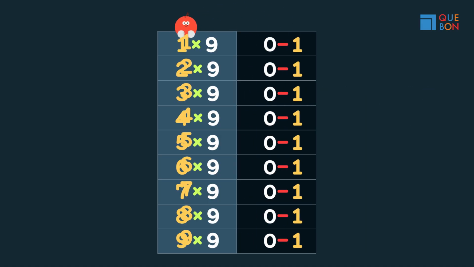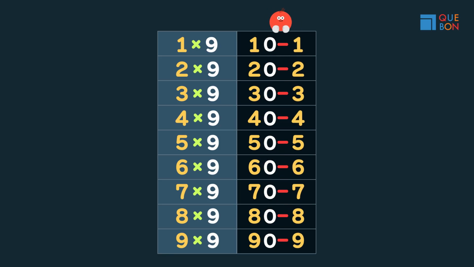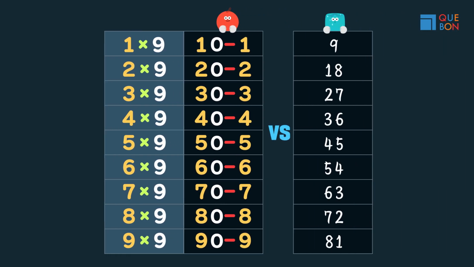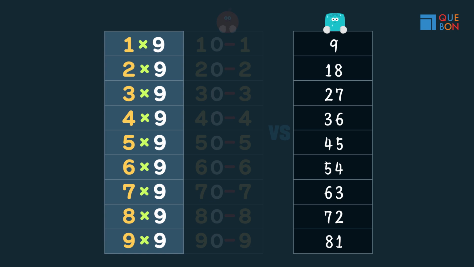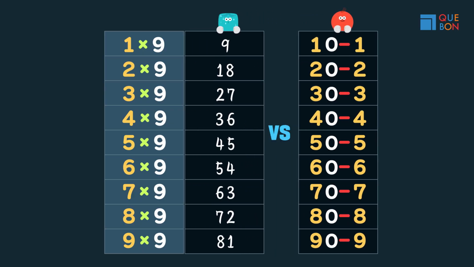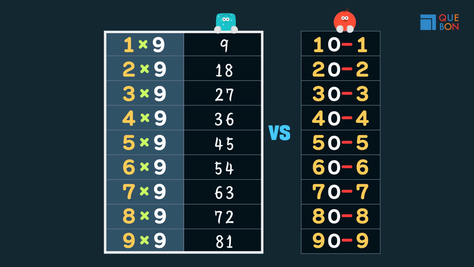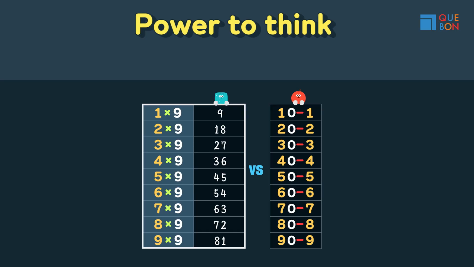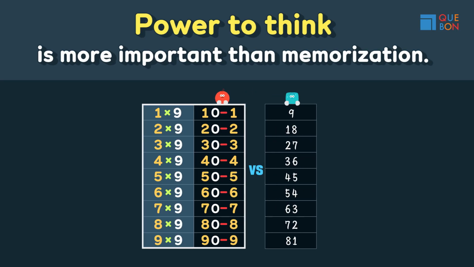Would you be able to think of this if you just memorized? Memorization makes your child lose the power to think on their own. It's a shortcut to becoming not smart. Nevertheless, some people still claim that multiplication tables help solve problems quicker. Let's see why the power to think is more important than memorization.